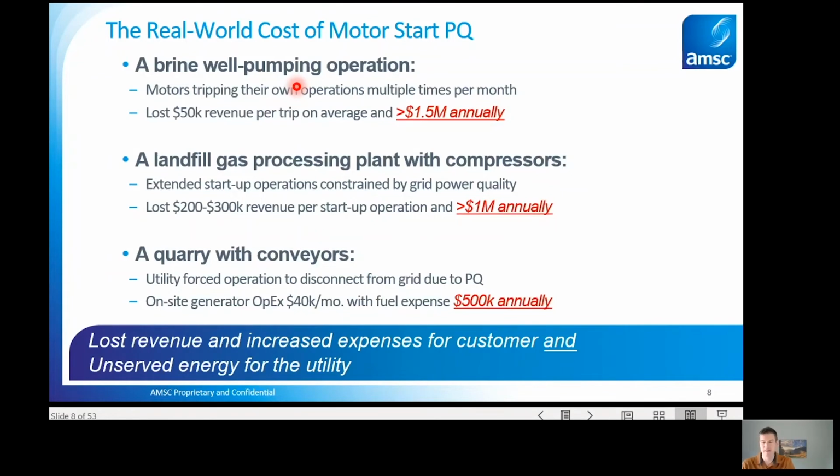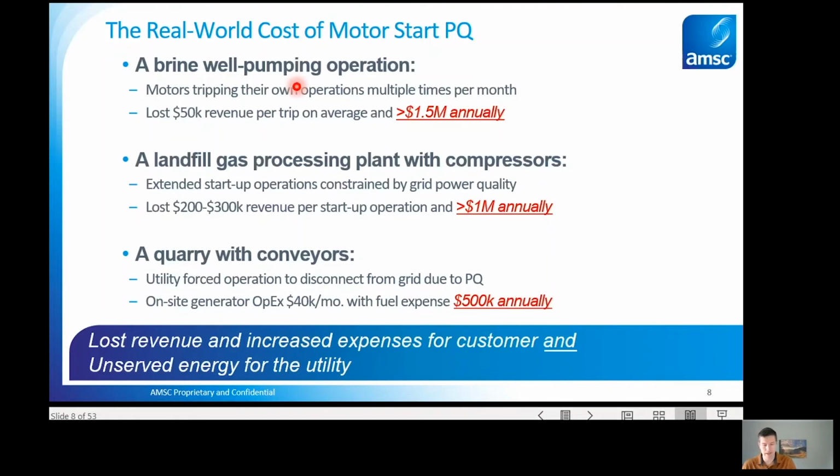Every time this trip happened, sometimes it would be a short shutdown, but in the worst case, it could actually require a reset of that entire process and have to restart and go through the startup sequence to get back up and running again. Very expensive, typical $50,000 loss per event. And over the course of the year, easily adding up to over $1.5 million of lost revenue in this case. So the real value here was losing productivity, losing that revenue stream every single time this happened.